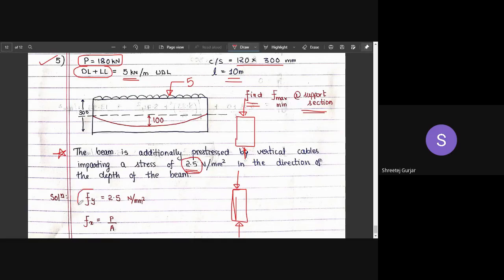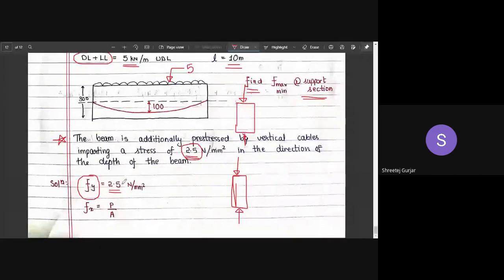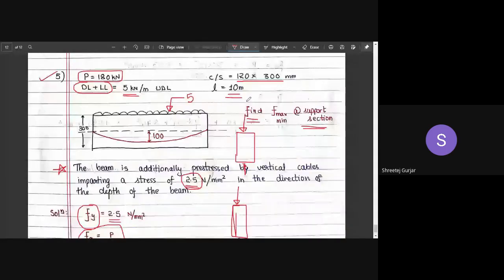Fy value is 2.5, which was usually 0, right? But here we have to consider this 2.5. And Fx is equal to P by A, which we normally calculate, right? The pre-stressing force which they have given is 180, so 180 into 10 power 3 divided by the cross-sectional area, 120 into 300. You will get the Fx value, right?